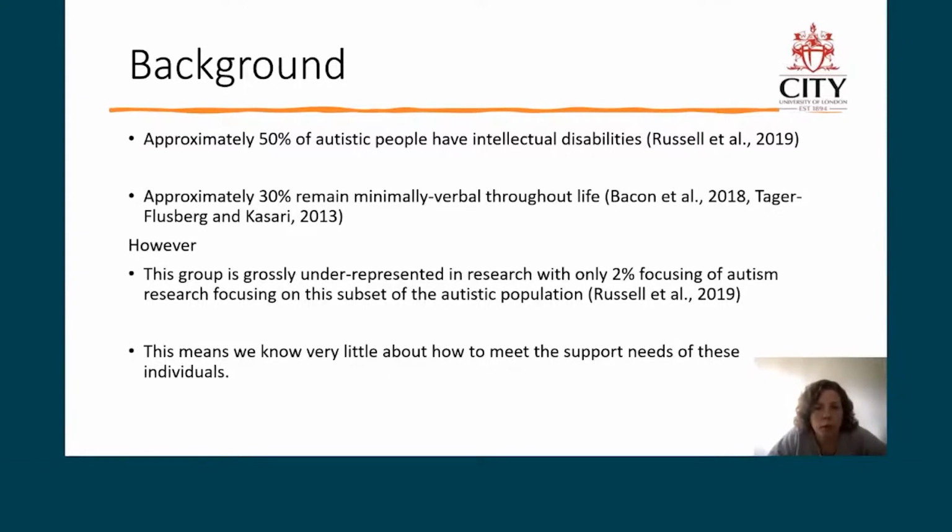The Complex Needs Research Development Project seeks to address this imbalance. It's funded by Autistica and is based on a joint application from the Complex Needs Study Group, which consists of researchers and community representatives.